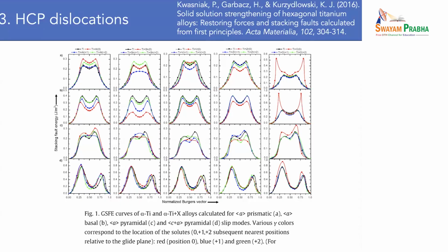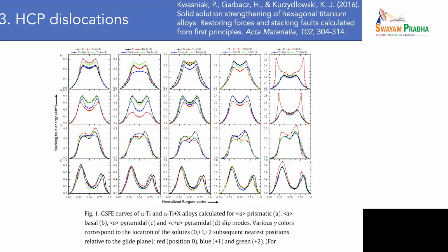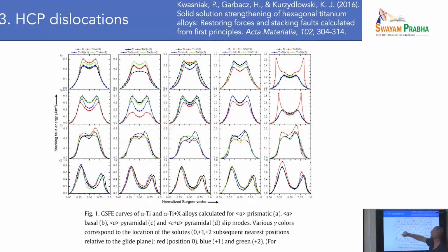What you see is, for example, a bit involved, but this is the generalized stacking fault on a prismatic plane, and the black curve is in pure titanium. And you see that when you are here, there's a metastable state in between. That's the prismatic stacking fault.